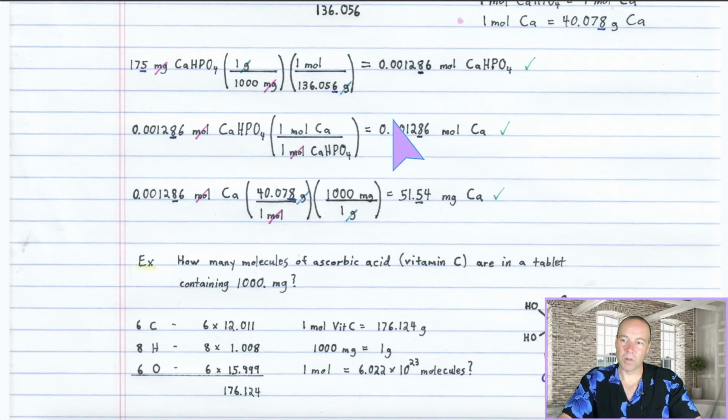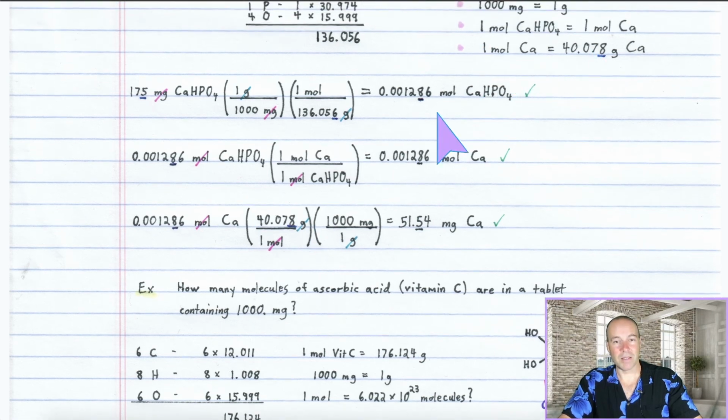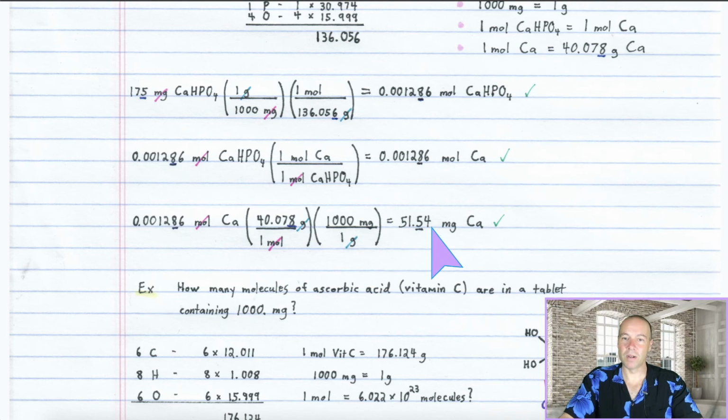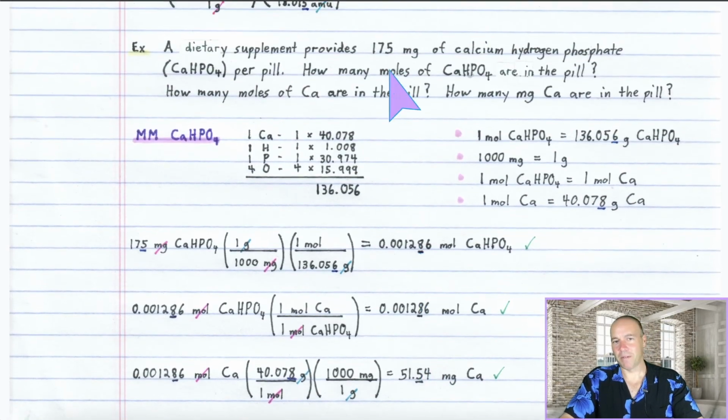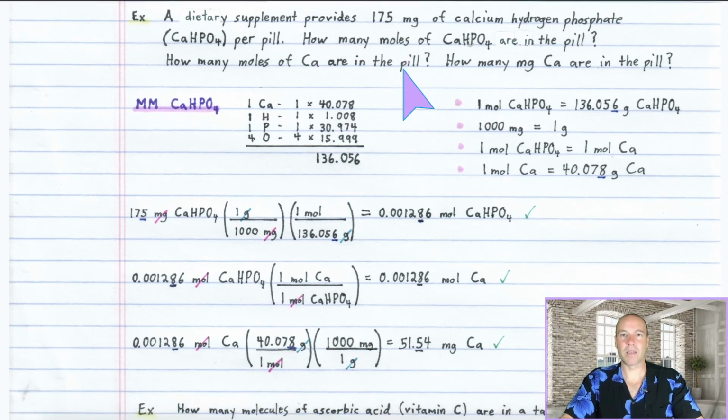So let's take our moles of calcium that we've already figured out, turn our moles into grams using the molar mass of calcium, and then go from grams to milligrams using the milligram conversion. You see the units canceling again, and we're left with milligrams of calcium, and the calculation gets us 51.54 milligrams of calcium. That's 51.5 milligrams of calcium. So a pretty involved problem there. You got 3 questions in one, but a typical molar mass calculation.